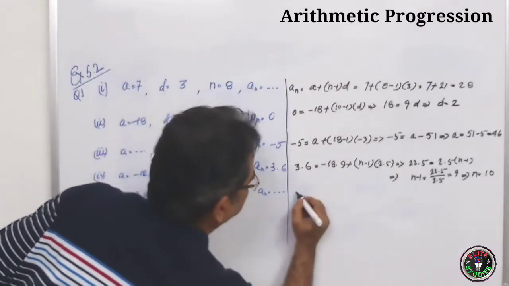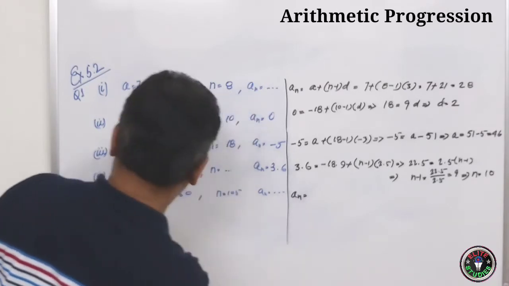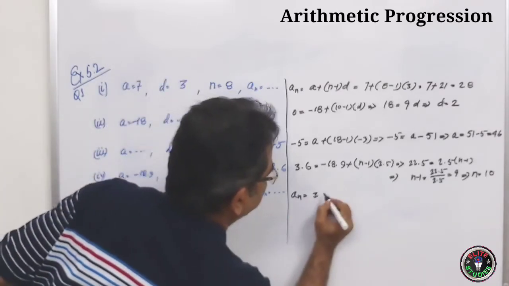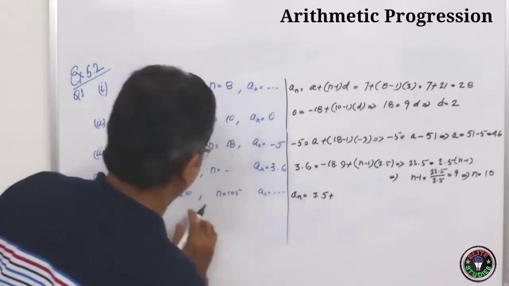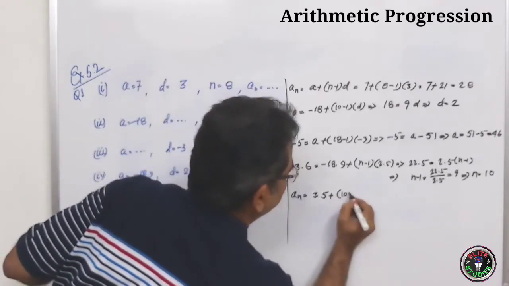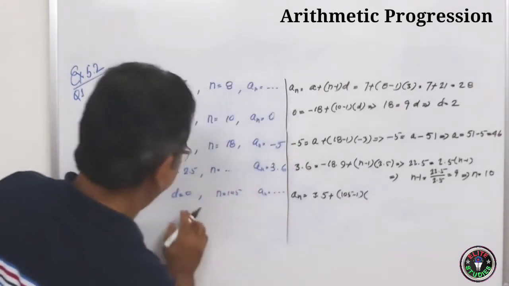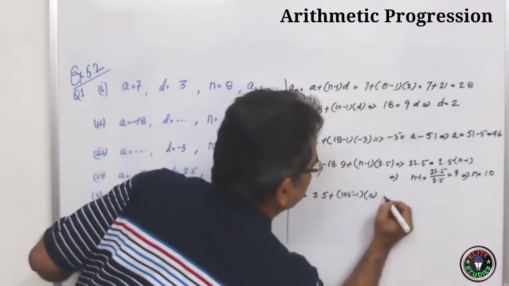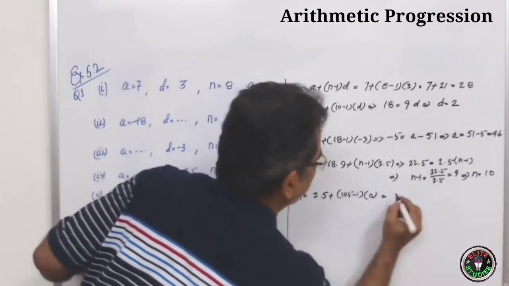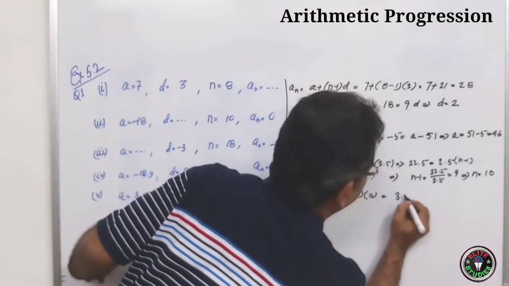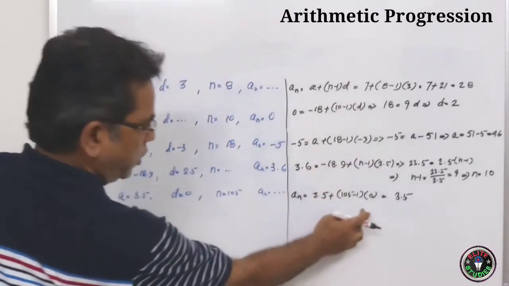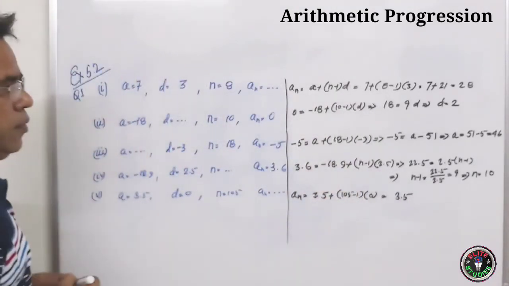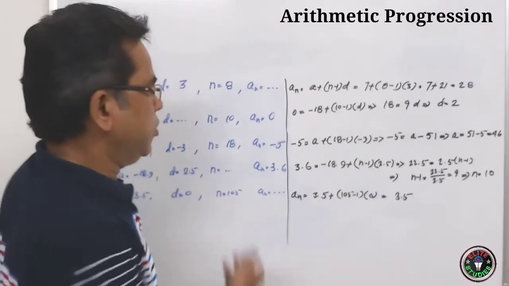Now here it is similar to the first one. So here n will be equal to A. A is 3.5. 3.5 plus n minus 1. N is 105 minus 1. And what is D? D is 0. So the complete thing is 0. So it is equal to 3.5. This whole thing is 0. 3.5. Got it? Please note it down.